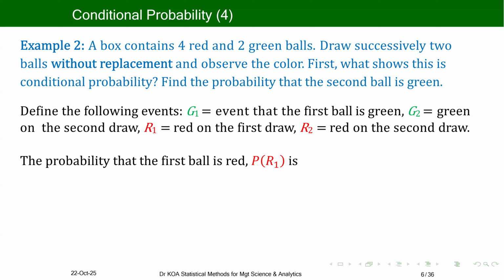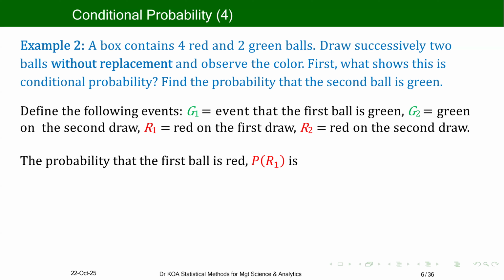Now, why do you think I didn't talk about G3? Jerry? Because we are drawing two. We are drawing two balls. Exactly. Even though there are how many balls? Even though there are 6 balls. Good. So that is why we ended at 2.